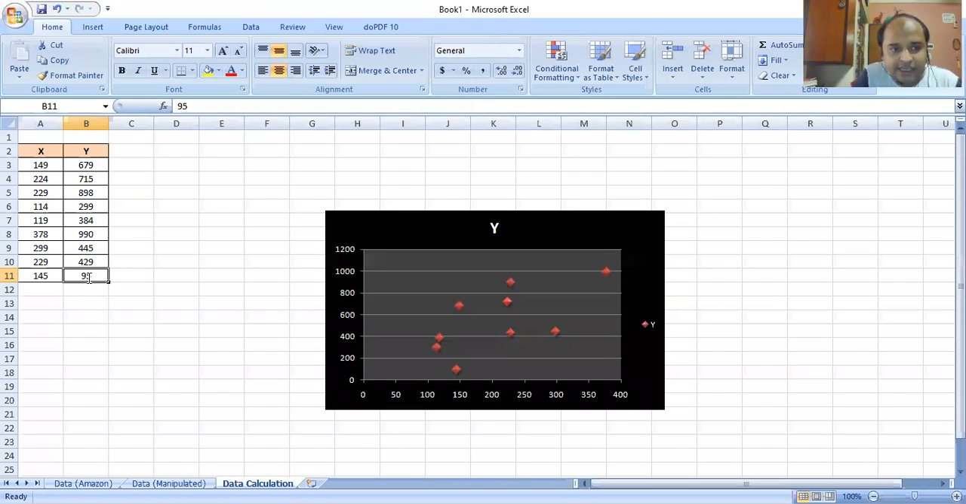Let me change my figure. See, when I changed the figure, it was 95. Look at this particular dot. If I change the figure from 95 to 449, the position of the dot will change. See what is happening. 449. See, the dot is moving upward. Now I have adjusted my chart in this manner.